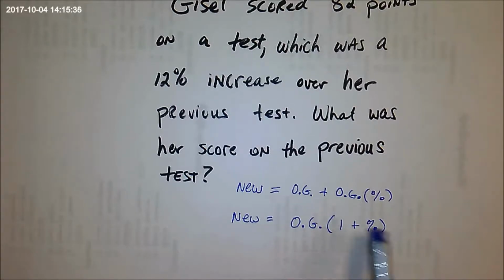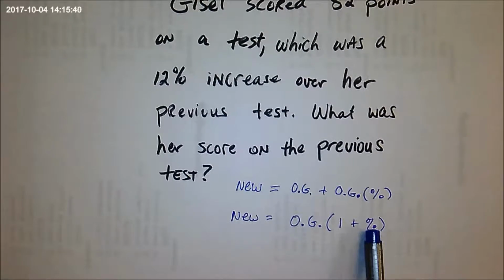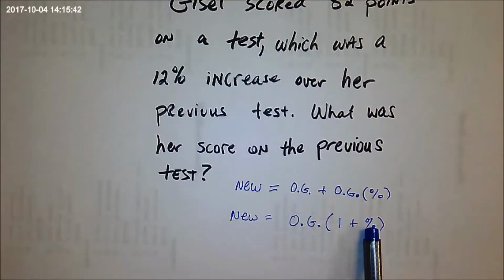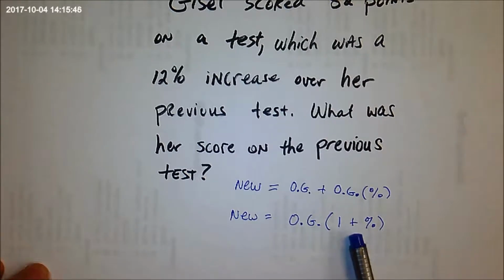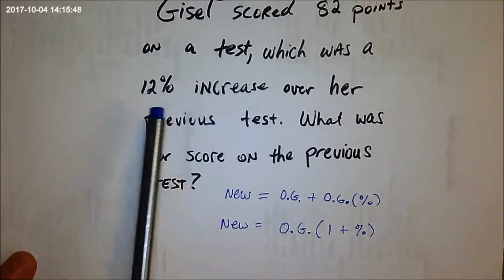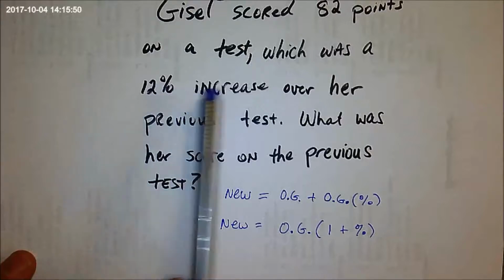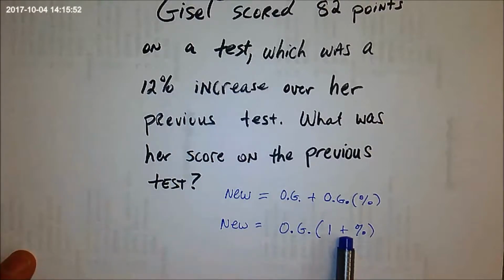Now, it says plus here, but if this was a decrease, then you would know that's a negative percentage, right? And so then it would go down. So it would be 1 minus something. So instead of her test increasing by 12, if it said decrease, then this would be minus 12. But it's increased, so it's plus 12. Okay?